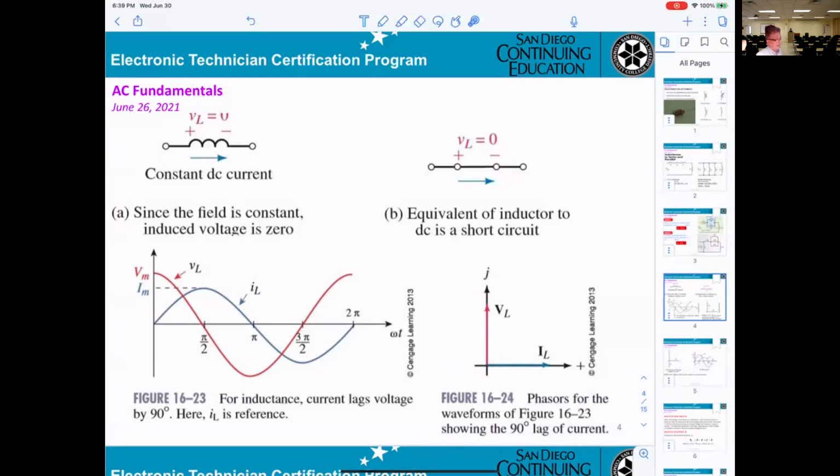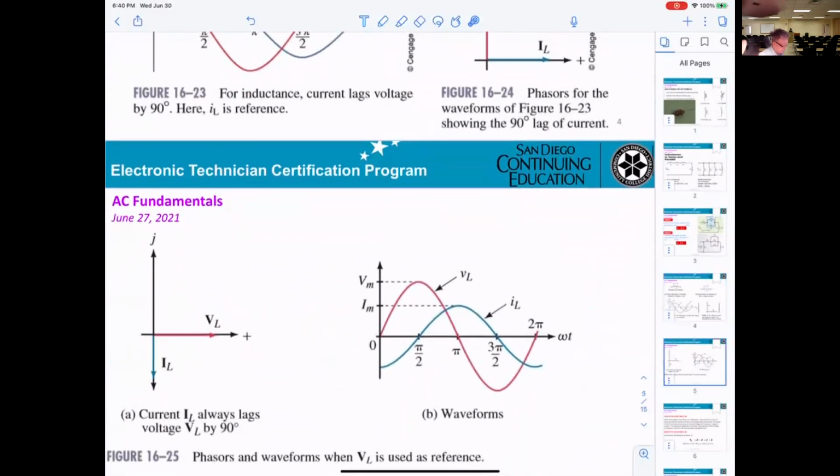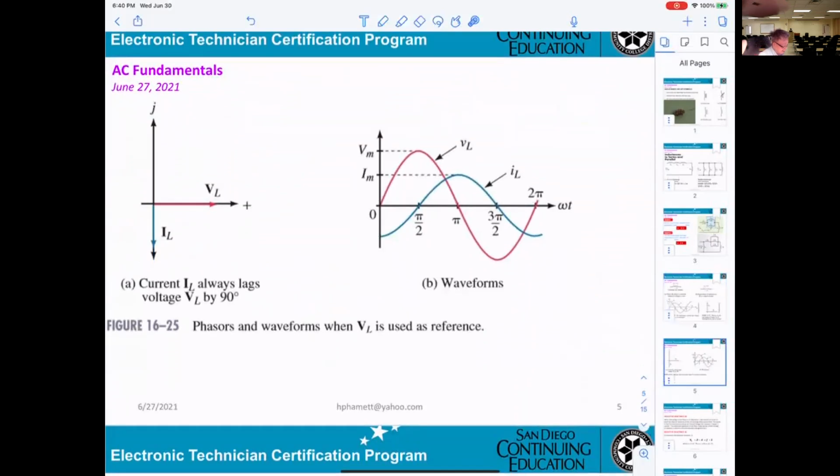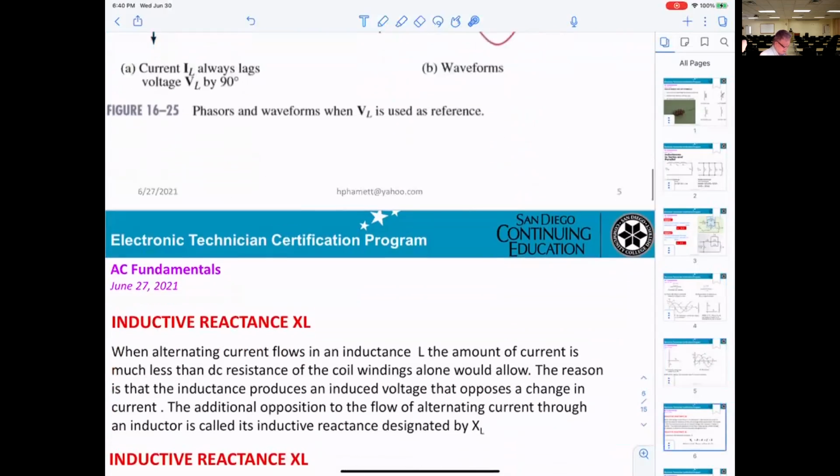This is a formula and you have to memorize it when you are working with inductor circuitry, okay? VL leading IL by 90 degrees. And you can see using pi over 2, that means 90 degrees. Pi is 180, and 2 pi is 360 degrees. Now, if you draw the phasor of VL this way, and IL lagging 90, IL has to go down, okay? And that's just telling you the phase difference between VL and IL.